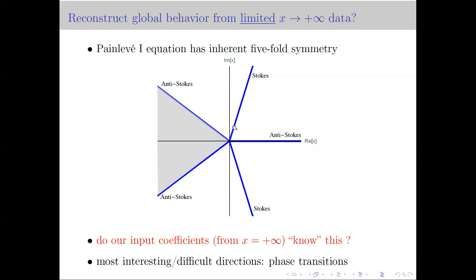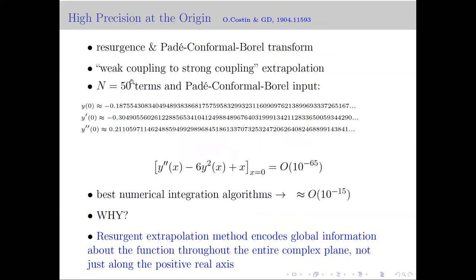And the most interesting directions are these Stokes lines. That's where these phase transitions occur and different saddles dominate the behavior. So if you just do the first thing of starting at infinity and going along the real axis towards zero, there's a question of how accurately can you get the value at zero? And if you permit me 50 terms of the expansion at infinity, and I can generate them in a nanosecond with one line of Mathematica, you can get 65-digit precision at the origin.